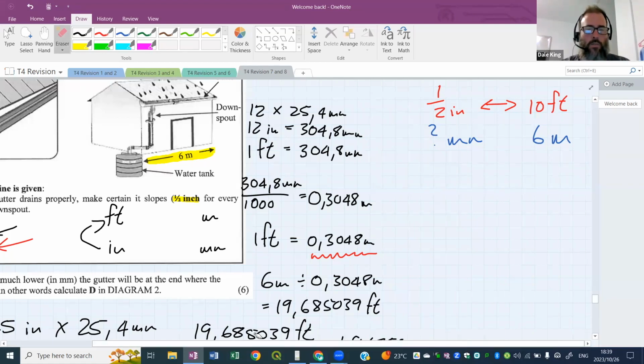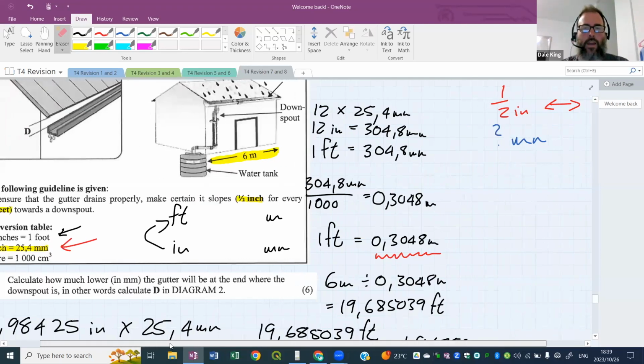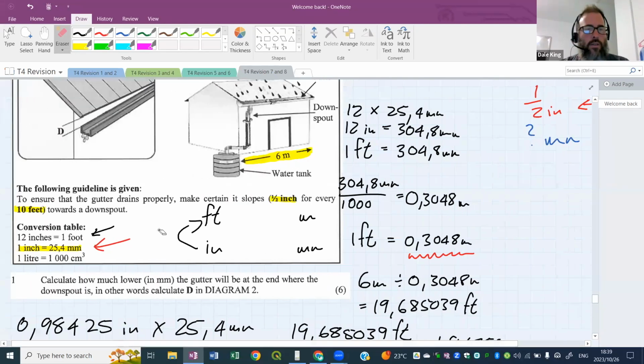What I did at the beginning was I said the 6 meters needs to go into feet, but I don't have a meter to feet conversion. The only imperial metric conversion I have is 1 inch is equal to 25.4 millimeters. Now, this is close to what I need. I need meters. They've given me millimeters, and inches as well. So the inches on the left need to go up to feet, and the millimeters on the right will need to go up to meters. So I'm going to have to change both sides here.